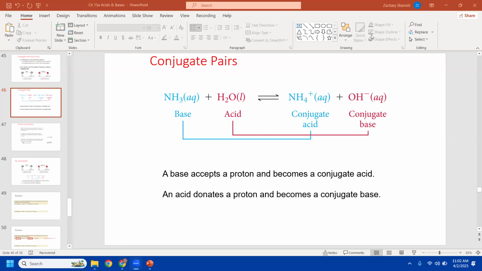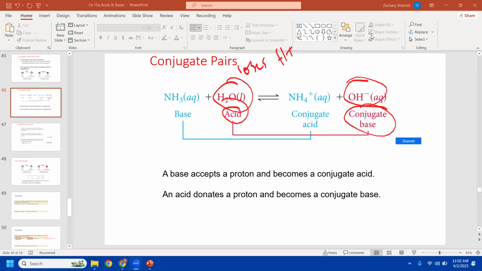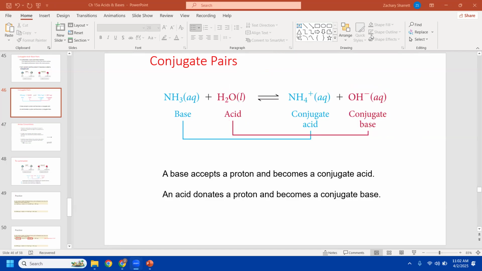In this case, water is the thing that is donating the proton. So it loses a proton. That's what makes it an acid. Whatever's left over after the loss of the proton, you subtract one hydrogen, one positive charge, to make it negative. That gives us the conjugate base. We can think of hydroxides as bases.